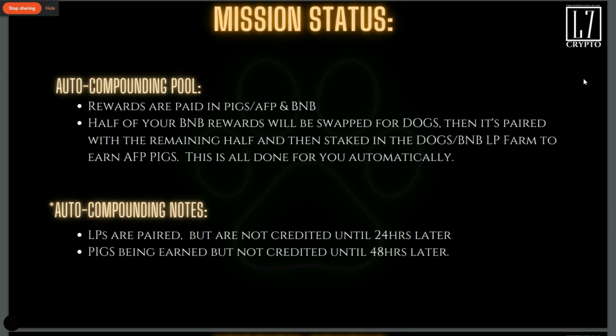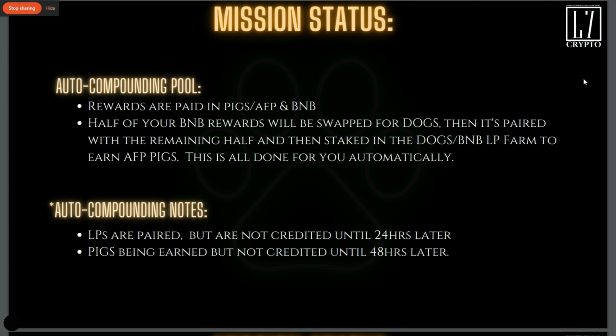Rewards are paid in pigs and BNB. So what happens if you earn $100 in rewards, half of your BNB rewards will be swapped for dogs. Then it's paired with the remaining half and then staked into the dog's BNB LP farm to earn rewards in pigs. Now, this is done for you automatically.